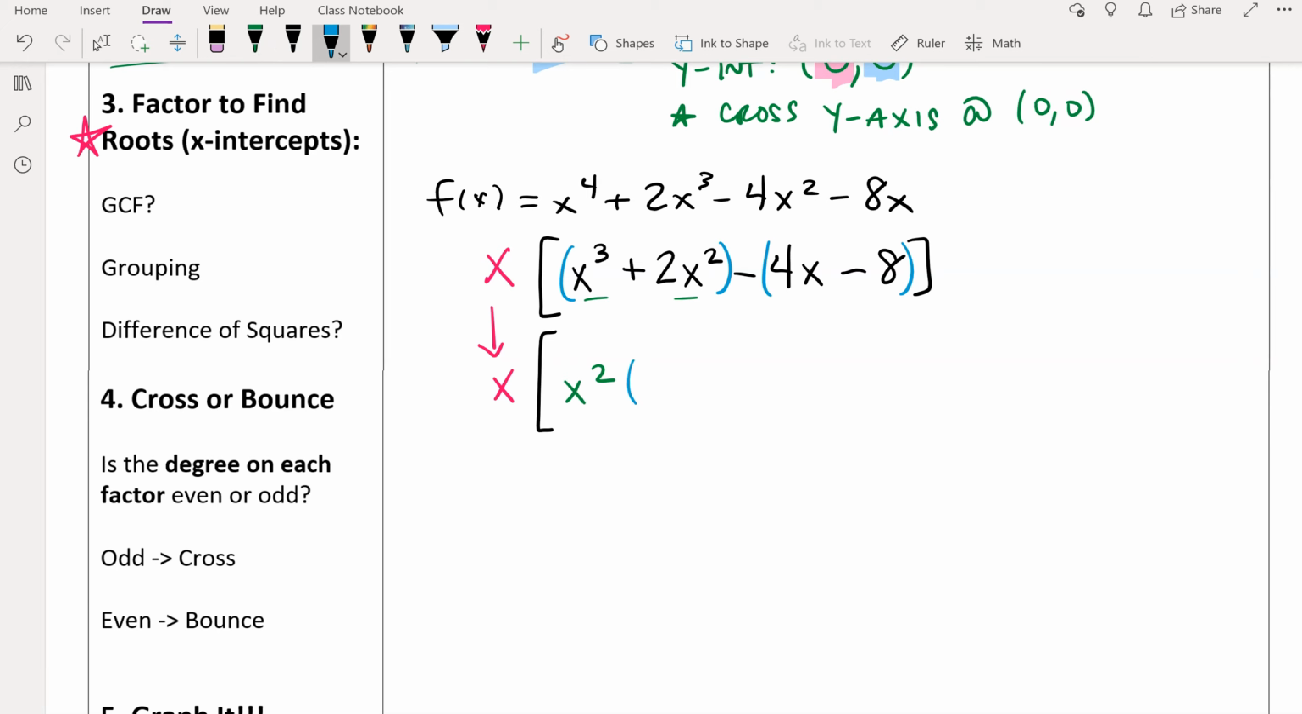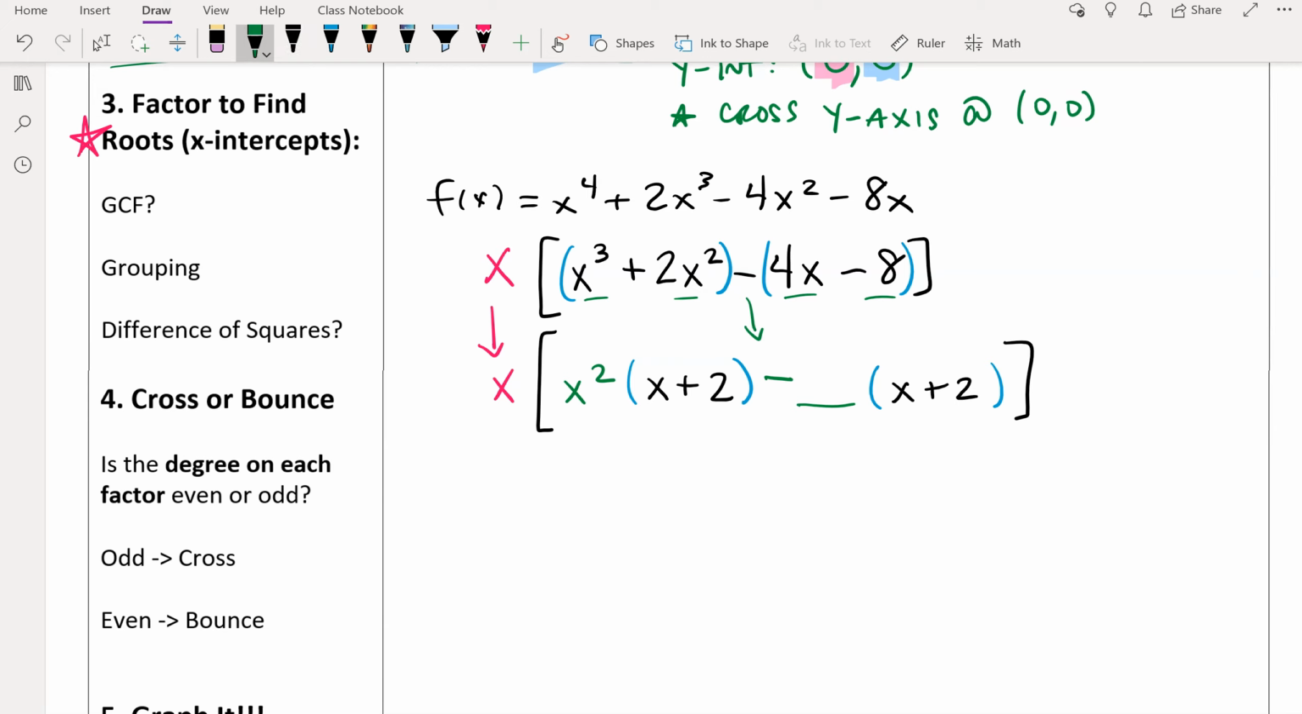And then what's left? x plus 2, right? And then bring down your minus sign. All right, so now we're going to leave a space right here, and then copy our x plus 2 factor. So we're going to copy this x plus 2, bring down that bracket. Okay, and then what needs to go in that space?